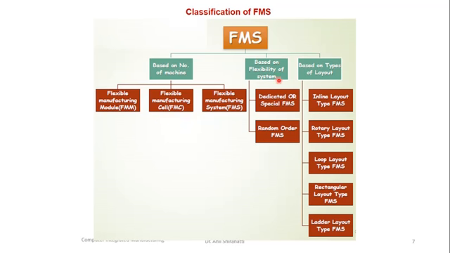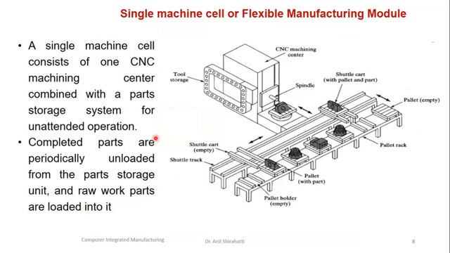Depending upon the flexibility of the system, they are either dedicated or special FMS, or random order FMS. Based on the types of layout, inline layout, rotary layout, loop layout, rectangular layout, or ladder type layout is used in an FMS system. So in today's class, we will discuss the first classification, based on the number of machines. First is the flexible manufacturing module, or a single machine.